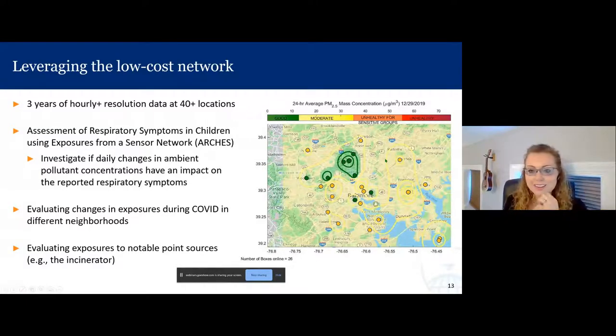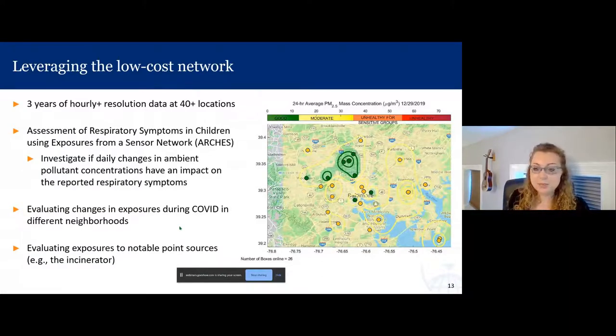And so the last thought is leveraging these low-cost networks. We really started off with specific questions in mind, but we've learned there's so much more you can do with this. For example, I started another project this year called the ARCHES study, which is assessment of respiratory symptoms in children using exposures from a sensor network. Basically, we have children in different neighborhoods report their asthma symptoms. And we were comparing these reported symptoms with the ambient concentrations, because now we're able to see the differences at the neighborhood level in terms of ambient pollutants. We were also able to evaluate changes in exposures during COVID in different neighborhoods.